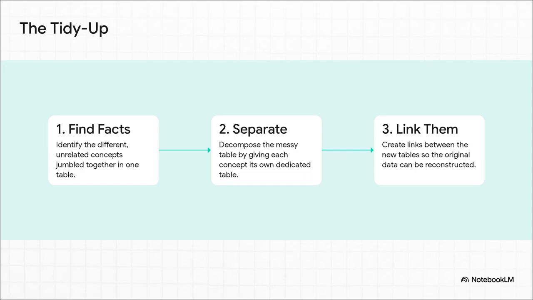The process itself is really logical. First, you look for the different concepts that have been all jumbled together. In our example, it was employee info and project info. Second, you separate them out into their own dedicated tables. And third, and this is the critical part, you create simple links between them, like the employee and project IDs, so you can still connect the dots and get the full picture when you need to.